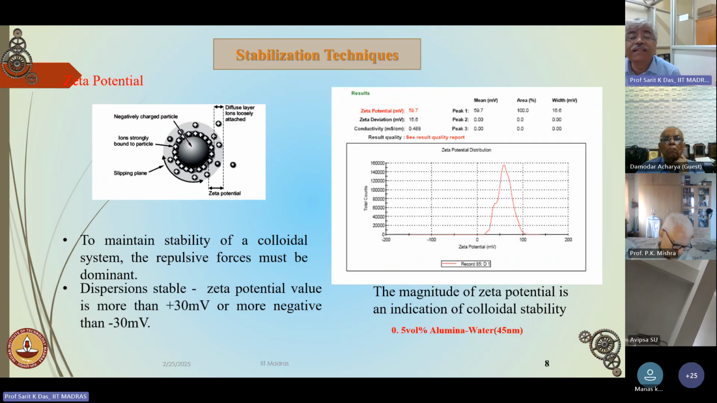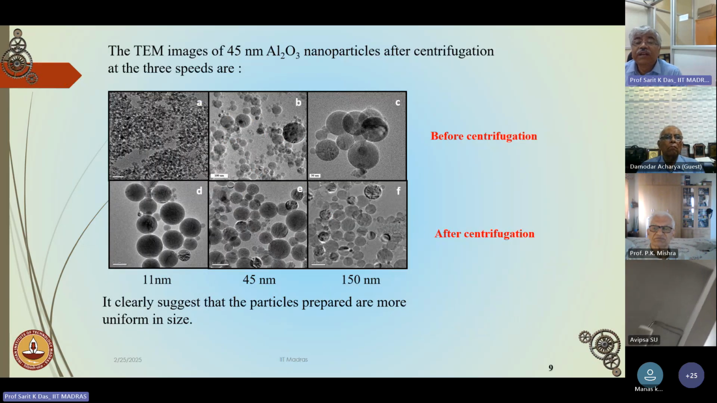Now, if we do that, this is the zeta potential measurement, with the total counts of the particles. Looking at that, before centrifugation and adding acids or surfactants or stabilizing materials, you see how they remain as a lump, and after that how they became dispersed uniformly, it is shown here. Three types of aluminum oxide particles, 11 nanometer, 45 nanometer, and 150 nanometer, have been shown here.